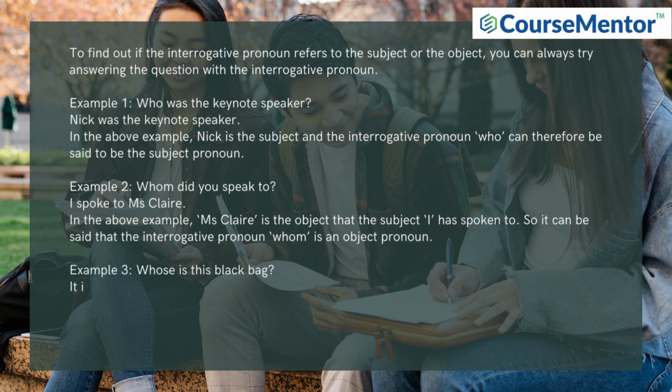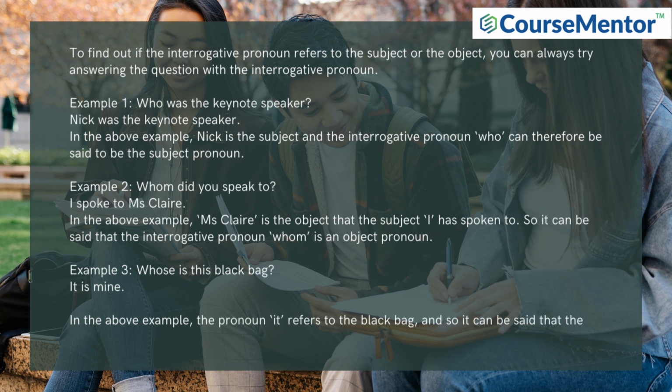Example 3. Whose is this black bag? It is mine. In the above example, the pronoun it refers to the black bag, and so it can be said that the interrogative pronoun whose is an object pronoun.